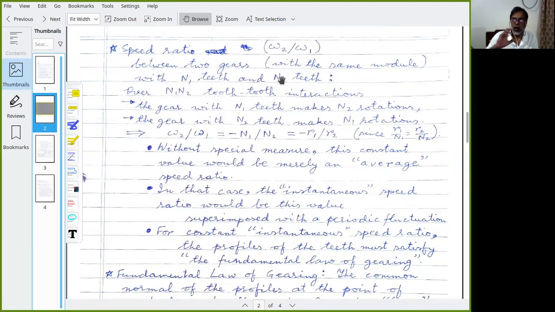Now, one tooth of this mates with the other tooth, one tooth of the other pushes it, then the next tooth of this and the next tooth of that come into play, come into engagement, and so on. So one tooth and one tooth of the two gears typically engage together.